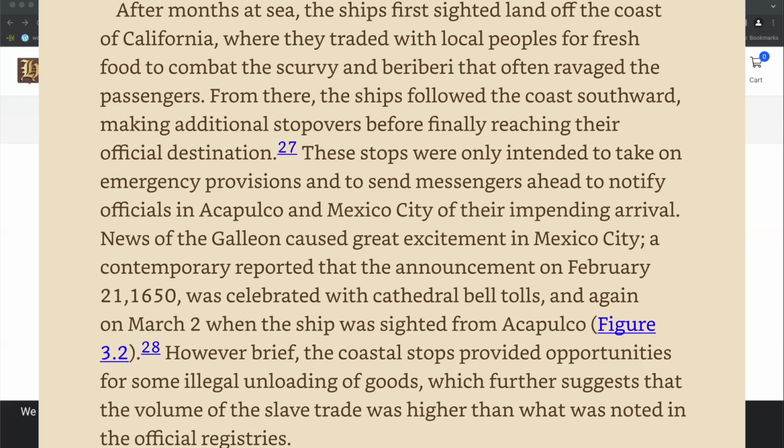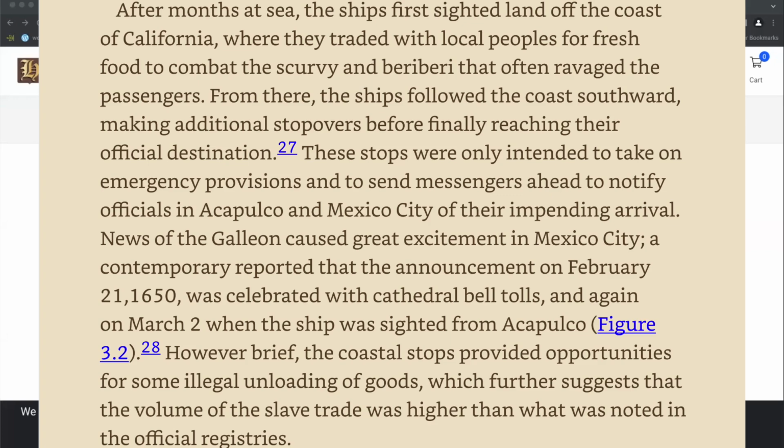Guys, I'm going to read that again because they try to sugarcoat this. They're telling you right here they couldn't keep track. They stopped everywhere along the coast to do illegal unloading of slaves, which further suggests again that the volume of the slave trade was higher than what was noted in the official registries, and that was told to us in our elementary schools and in our education system. It was a lot higher.